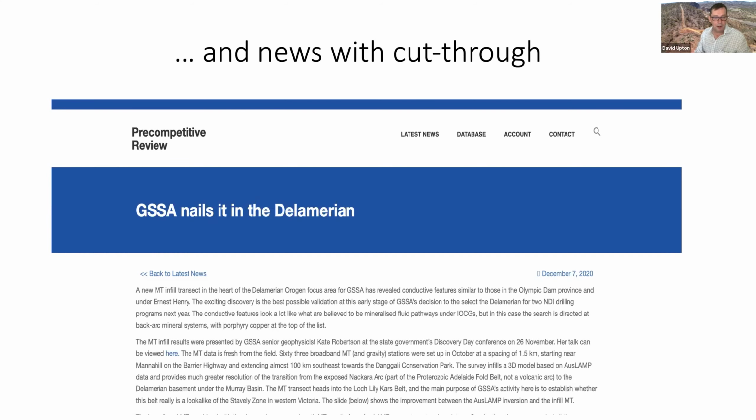And this is an example where I put the headline on this story, and Kate Robertson might remember this. I just said GSSA nails it in the Delamerian. You had done a couple of MT transits, and you absolutely did. It was a fantastic result, and it just needed to be declared. What a great effort. And this is the journalism, I guess, I'm bringing to Precompetitive to get some cut through. And it seems to be appreciated and working and helping really busy people in industry get to the nub of what's going on, why does it matter, where does this fit in the scheme of things. So yeah, that's where we're at.